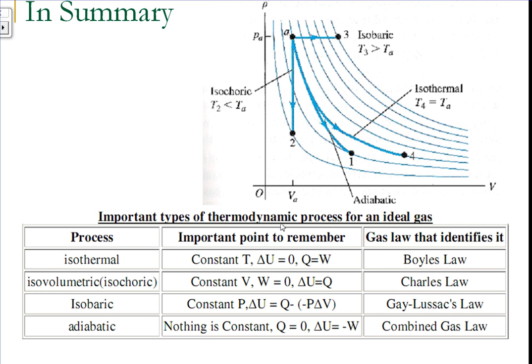So in summary, you need to understand how these different curves relate to each other. An isobaric is horizontal, an isochoric is vertical, an isothermal is curved, and an adiabat looks like an isotherm, but it's much steeper.